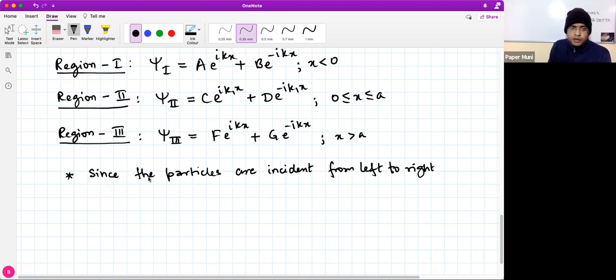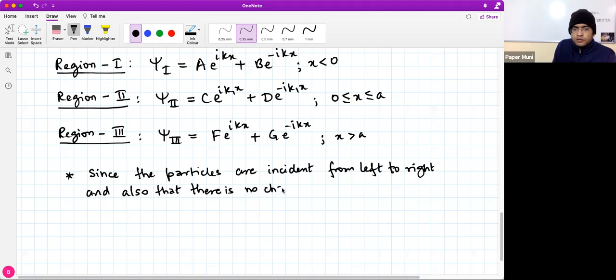All right, so since the particles are incident from left to right, and also that there is no change in potential.